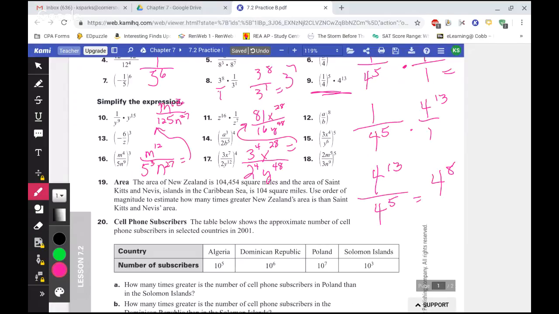Don't let the fact that you're multiplying an integer, written as a whole number, times a fraction confuse you. Just go ahead and put that whole number over 1. Do that every time so that you don't get messed up.